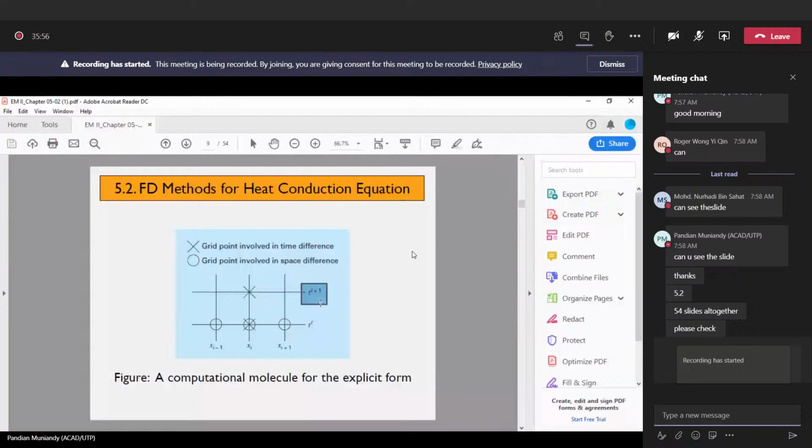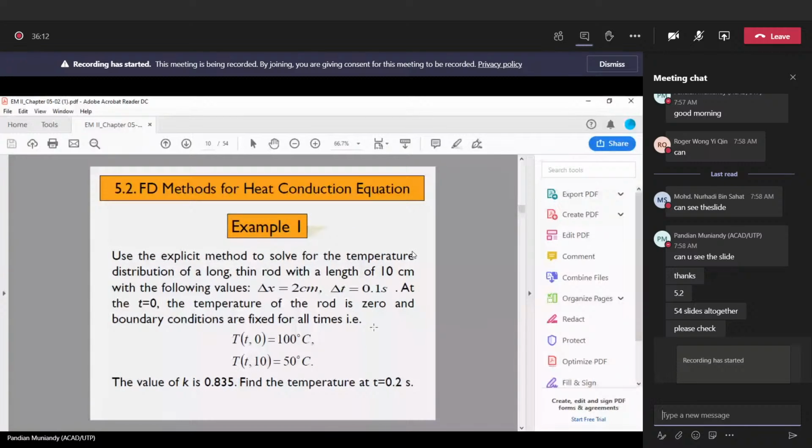So we can fix L as 0. When L is 0, this will be T power 0. This is T power 1. But you cannot see this in the equation. It's not available.